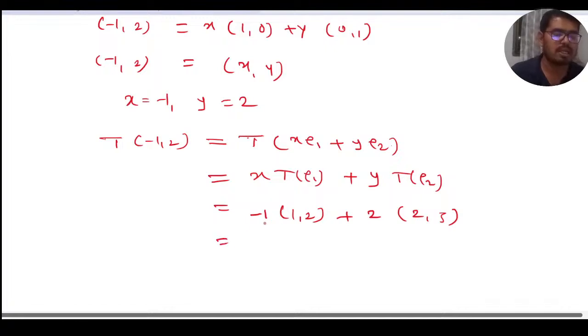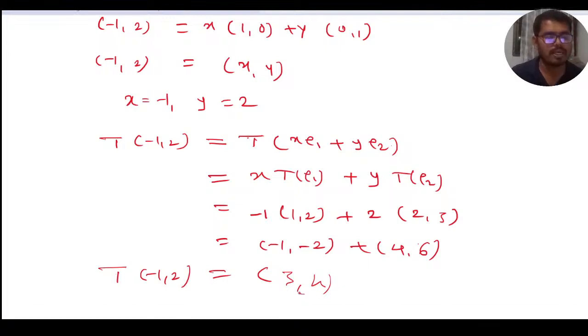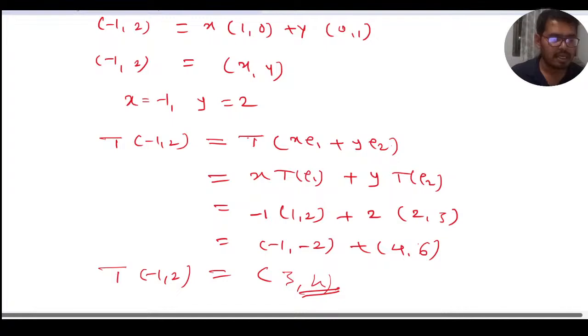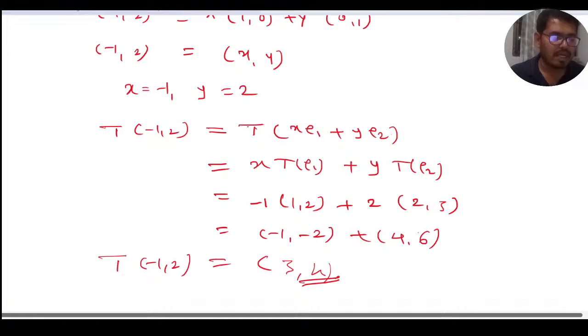Then, using this, we get -1 multiplied by 1, 2 gives -1, -2, plus 2 into 2 is 4, 2 into 3 is 6. If you add them we get the final answer: -1 plus 4 is 3, -2 plus 6 is 4. So the image of -1, 2 is 3, 4. This example is not given in your notes, but in general, in this way we can find the image of any element.